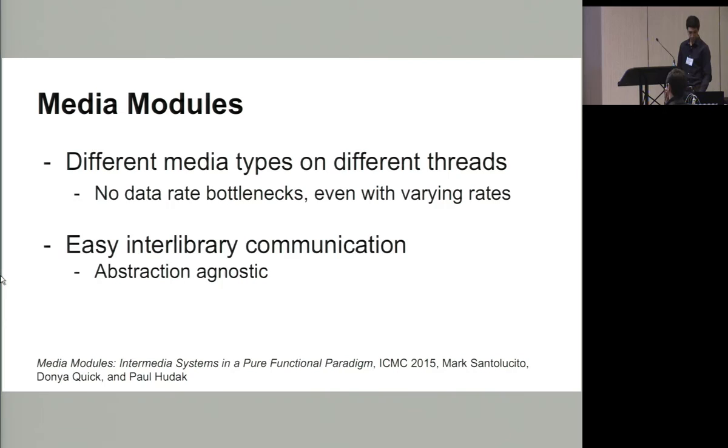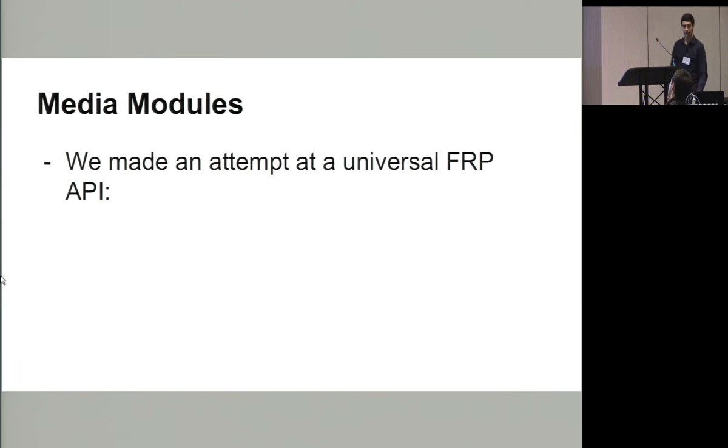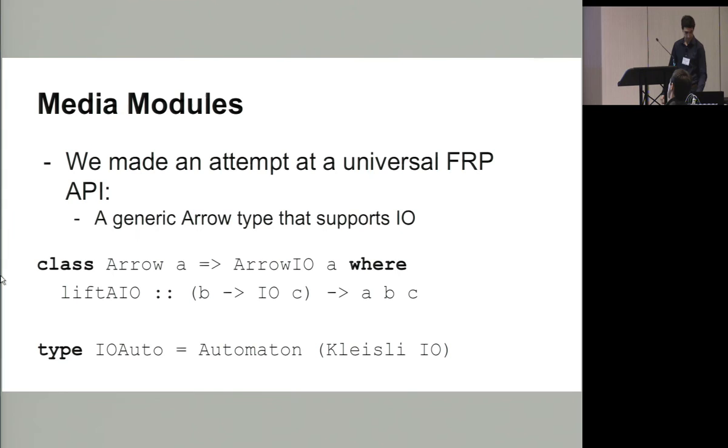So we made an attempt at a universal FRP API, and this is just one of the first iterations, so we're interested in what you guys have to think about this. So what we're going to do is provide an arrow IO, and this is basically an embedding of some I/O action into an arrow. And we have the IO auto, and this is, for those of you that are familiar, the Kleisli arrow, just the basic embedding that is going to put your arrow in your I/O monad into the arrow context, and the automaton is going to let us sample that over and over again.